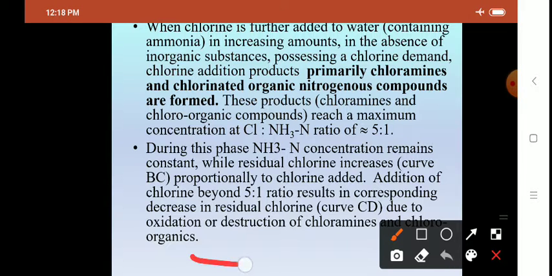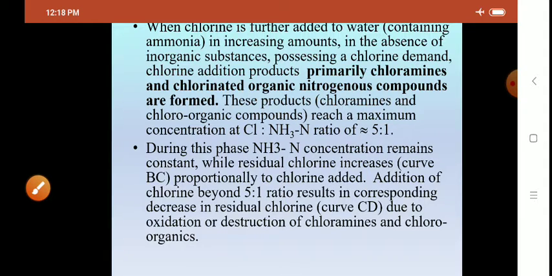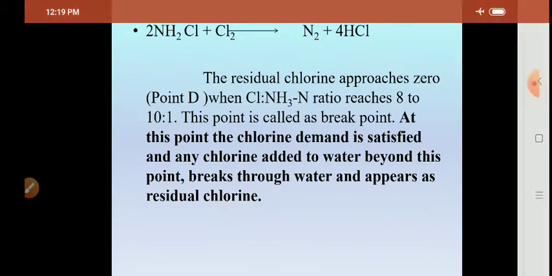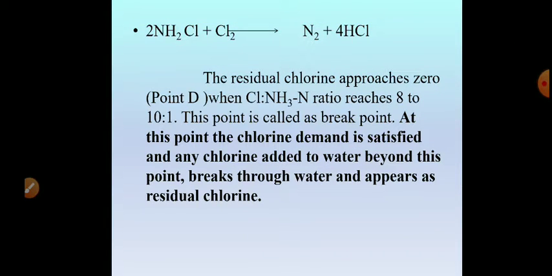Okay, so initially no residual, then residual goes on increasing till the ratio of chlorine to ammonia nitrogen is 5:1, and if you add chlorine beyond this point, the residual chlorine will go on decreasing. Why? That is shown by curve CD on the graph. Why? Because of oxidation or destruction of chloramines and chloroorganic compounds. So till the ratio reaches 5:1, the combined residuals go on increasing, and then suddenly the destruction of chloroorganic compounds and chloramines takes place, leading to a reduction in the level of residual chlorine. So there is a sharp decrease.